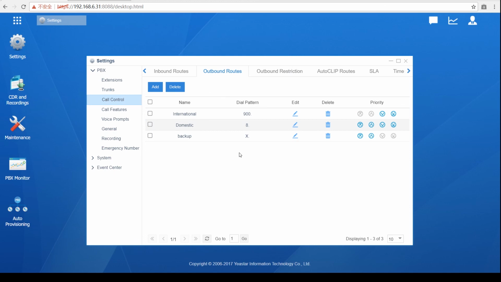This means our backup outbound route has been made, and any phone calls made by those allowed extensions can be sent out one way or another. But we need to make sure the order of the routes is correct. We need to put the backup route at the bottom of this list, so it will be picked last.